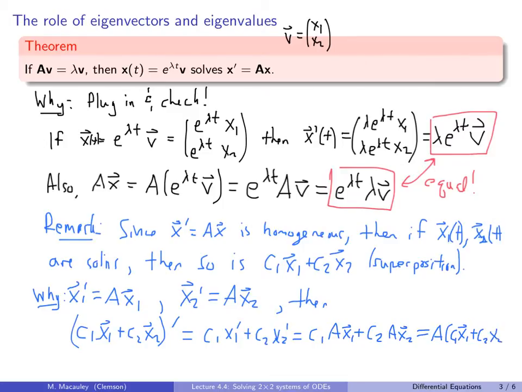And notice this so-called proof is no different than what we did with first order ODEs or second order ODEs. We said that we had two solutions, x1 and x2. We took c1 x1 plus c2 x2, plugged it in, and showed that yes, this function prime equals a times that function. Therefore, that is a solution.